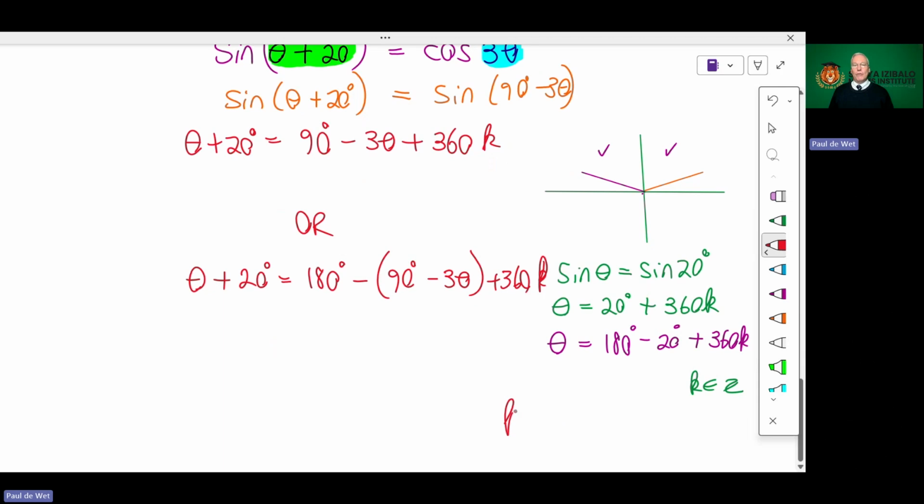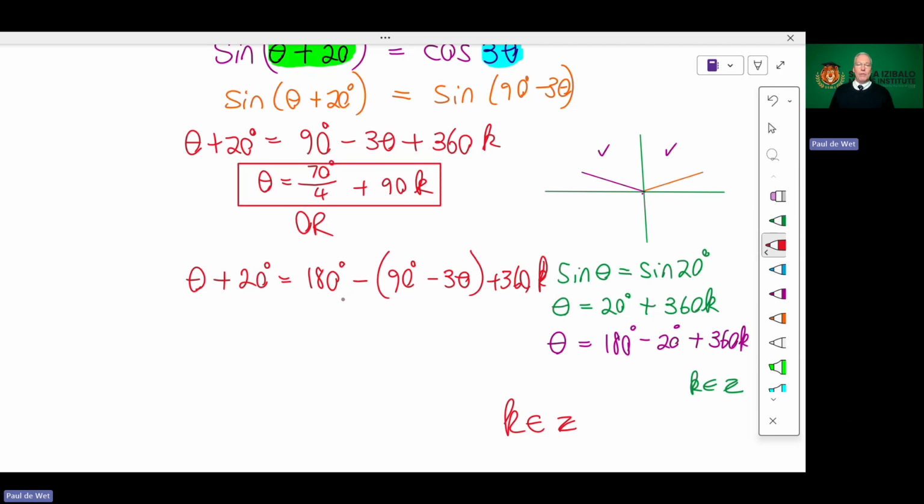But from here, it's just algebra. Okay, we're just going to solve for theta on both sides. I'm going to add 3 theta to both sides, giving me 4 theta. I'm going to subtract 20 from both sides, giving us 70. And we're going to divide both sides by 4. So we're going to get 70 degrees over 4 plus 90K. That is part of our general solution. The other possibility is this one.